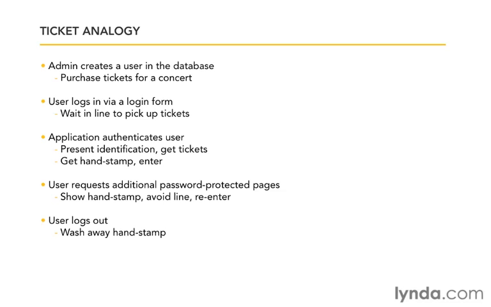Now, if at any point you don't have the hand stamp, it doesn't mean you can't get back in. You just have to go back through the line and re-authenticate yourself again. And then logging out would be equivalent to just washing away that hand stamp completely. So this is the overall process. We're going to break it down into its component parts and implement it piece by piece. And we're going to start by talking about encryption so that we can create users with their credentials in the database.